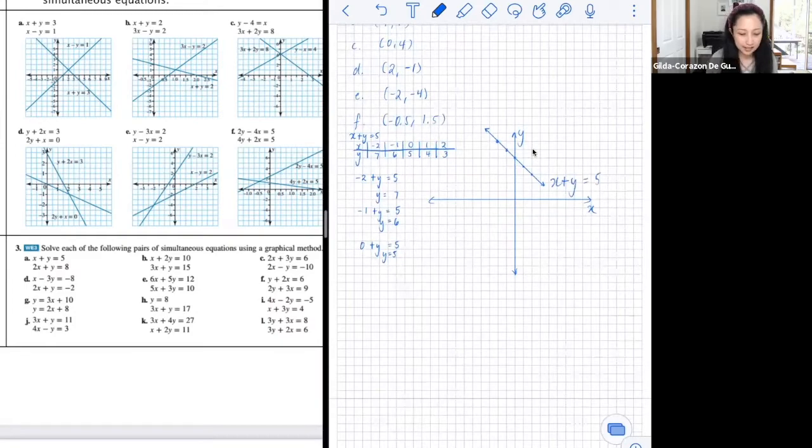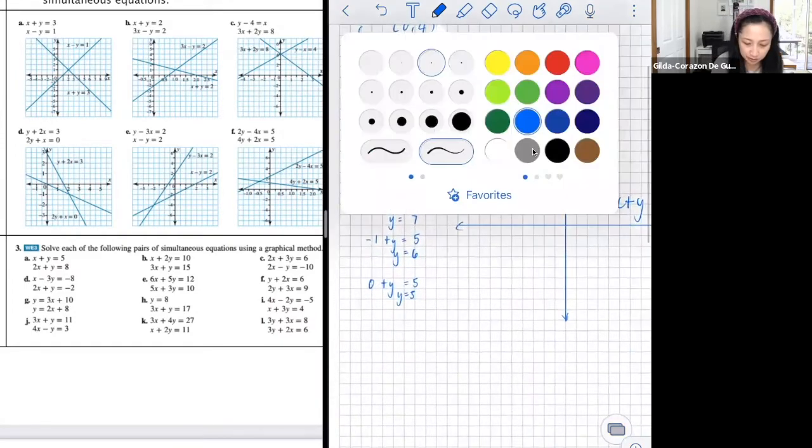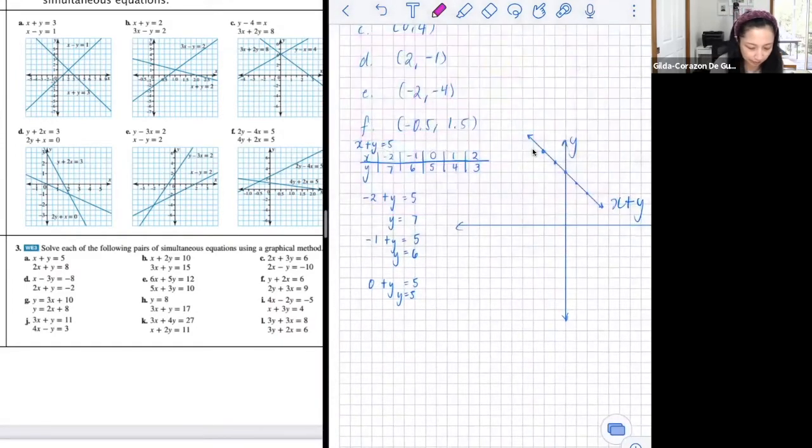Next, we want to maybe use a different color this time, because we are graphing 2x plus y equals 8.